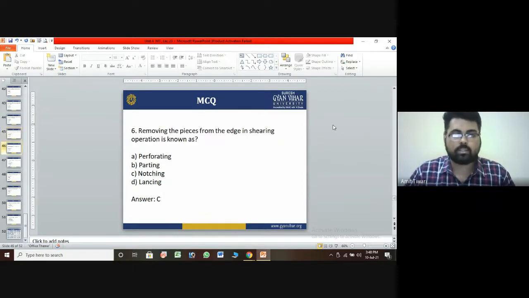Sixth question: removing a piece from the edge in a shear operation is known as: the options are A, perforating, B, parting, C, notching, and D, lancing. The correct answer is C, notching. We know that removing pieces from the edge in a shearing operation is known as the notching operation.